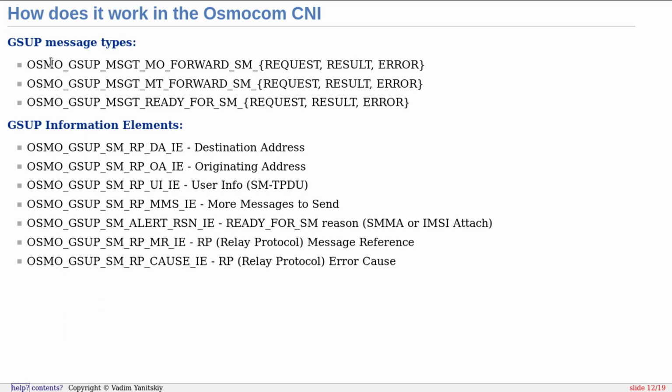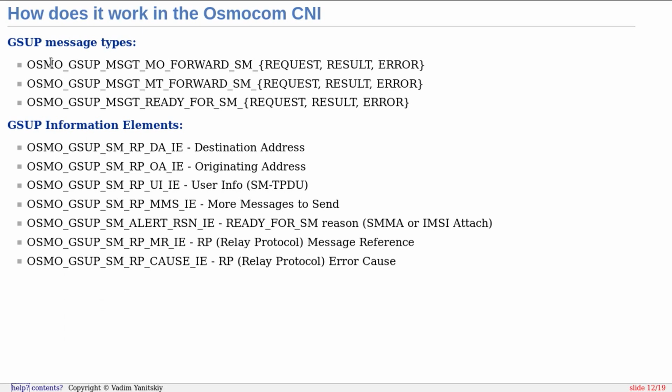So there is mobile originated forward short message, like request, result, and error. Those are the usual variations of messages in GSAP. Then there is mobile terminated forward short message and ready for short message. This message is used when either the mobile station indicates that it has some memory available, or it wasn't connected to the network, and when it does IMSI attach, the MSC should notify the SMS center that the subscriber is ready now.